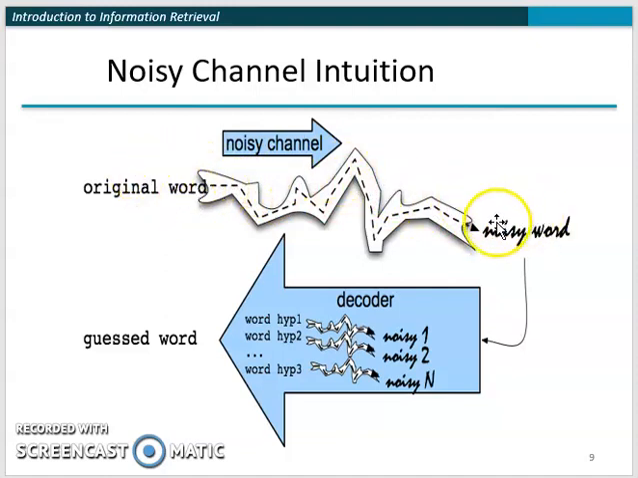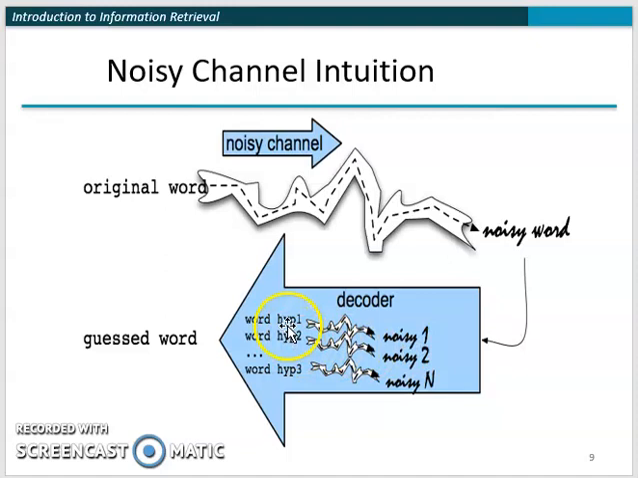In our case, this is the misspelled word which we're calling a noisy word, and this noisy channel could be the keyboard. Keyboard can be considered as the medium because the user typed the word using the keyboard. We do not know the original word and we want to guess what the original word could be given this noisy word or misspelled word. So how can we find this original word?